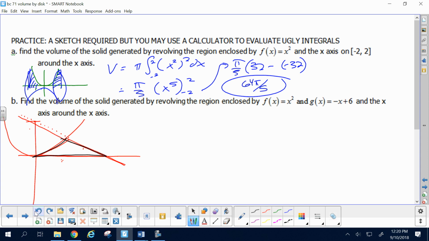Give me an x slice, which is this, and revolve it. Disc. This, and revolve it. Disc. Now, if you're saying, wait, what about that, then you're on the right track. You have to split it into two different integrals. That's kind of nice to know.